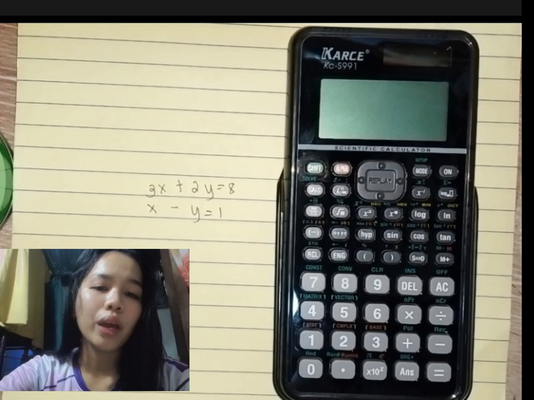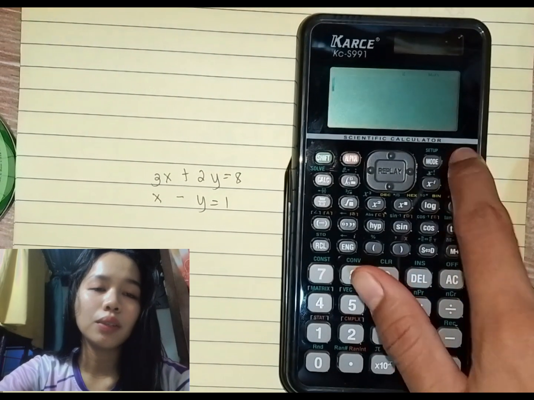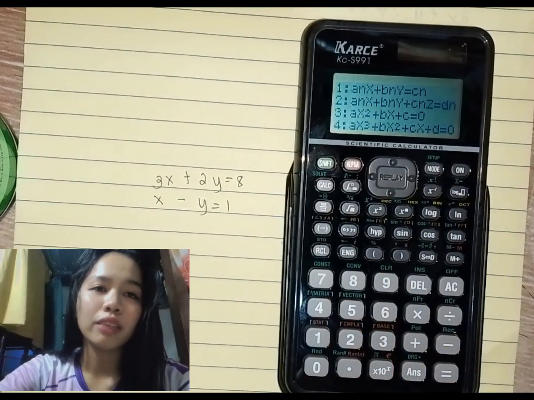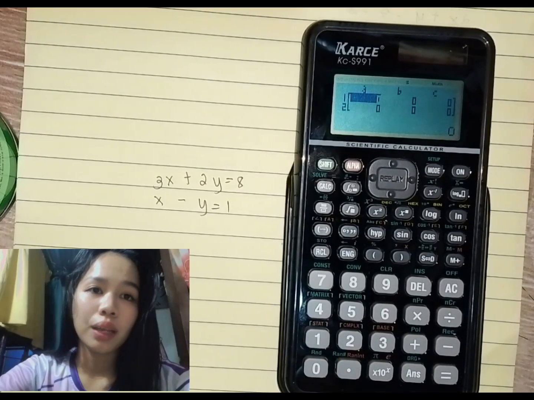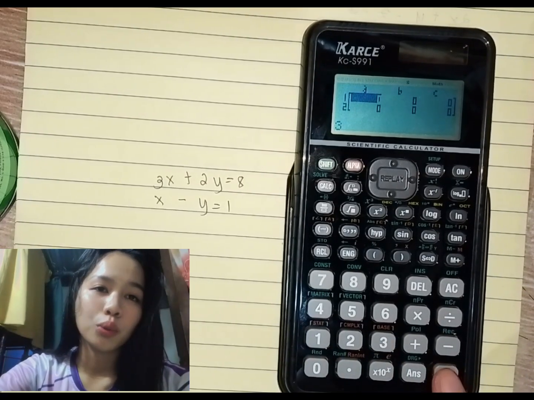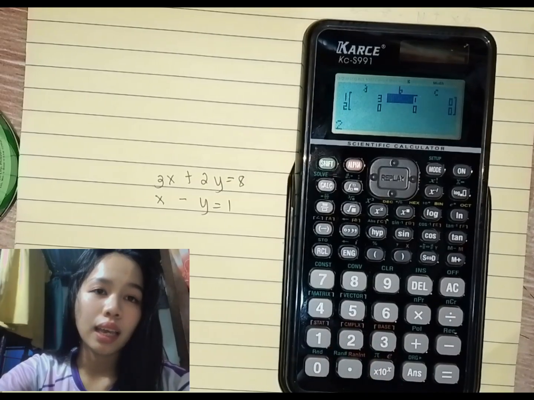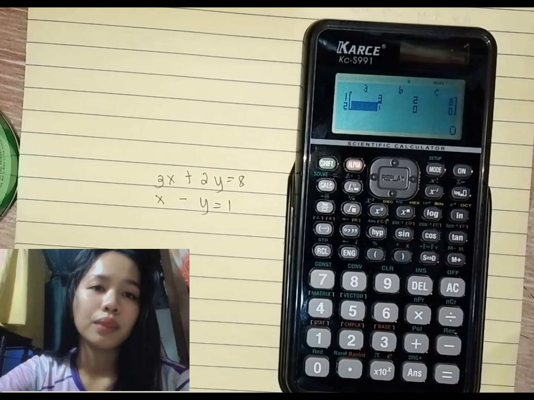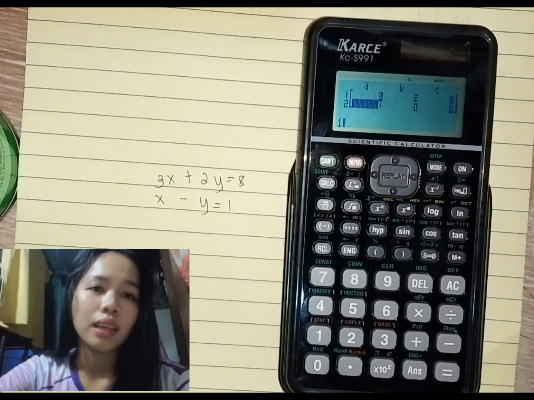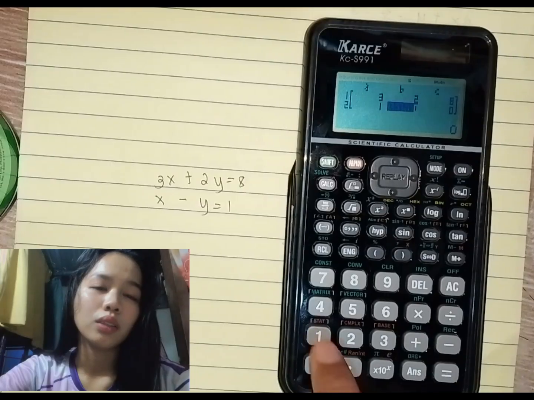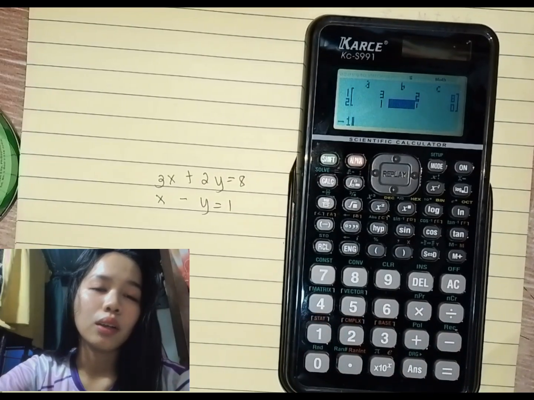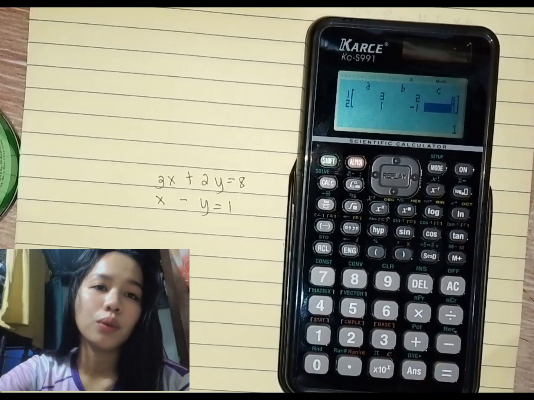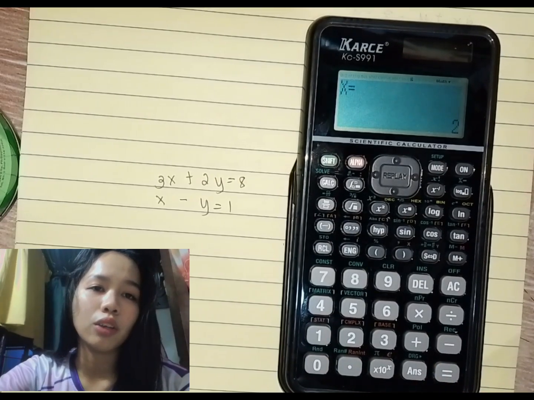For the example, we have here 3x plus 2y is equal to 8 and x minus y is equal to 1. We need to put the respective values in the calculator. The 3 equal 2 equal 8 equal. Then for the second equation, we will use the 1 equal negative 1 equal 1. So we use the equal to enter our variables. And that's it. We need to double press the equal to show the values of x and y.